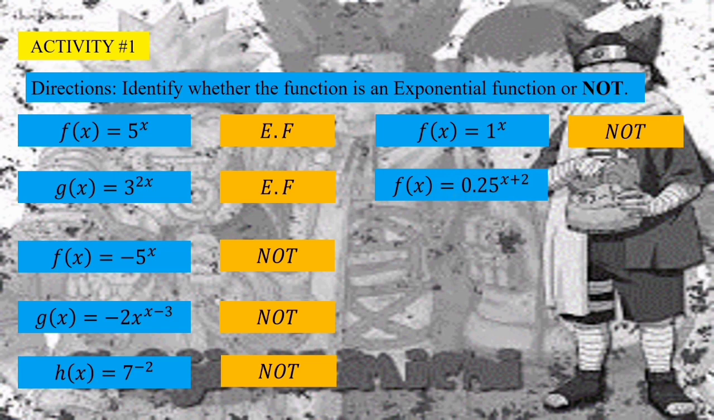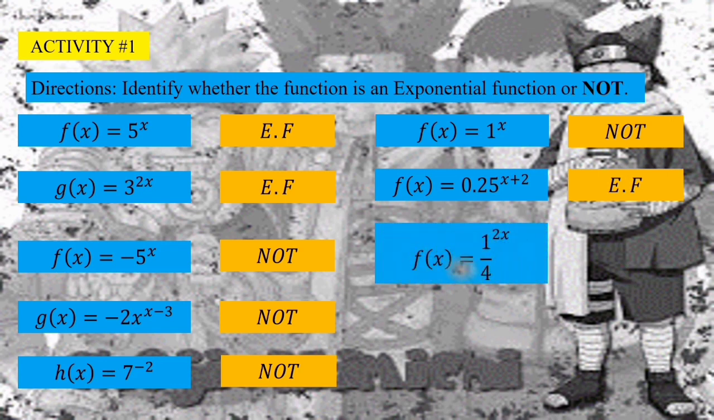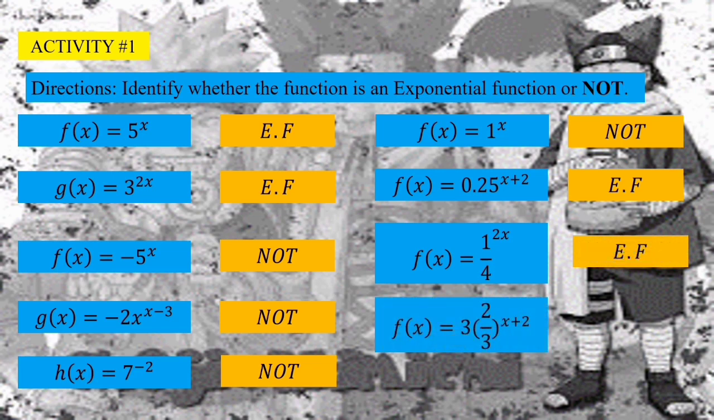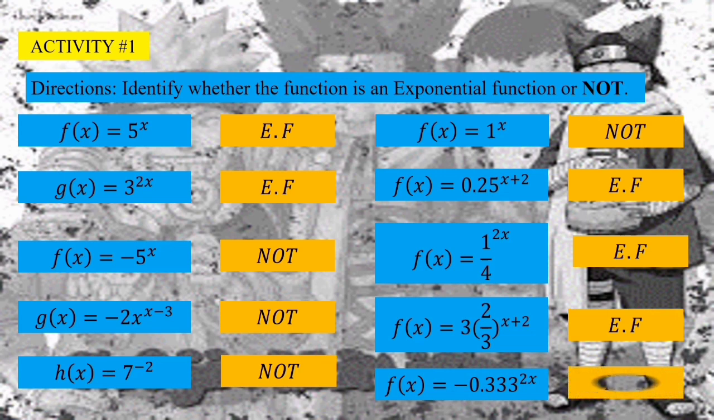How about this one? The base is 0.25 and the exponent is x plus 2. So this is exponential function. How about this one? Correct, exponential function. This one, okay, exponential function. How about this one? The base is negative. So, this is not. So, very good. So, lahat tama siguro kayo.